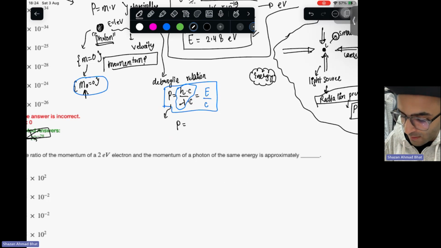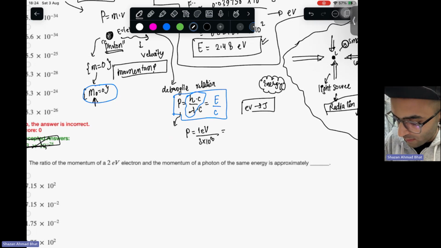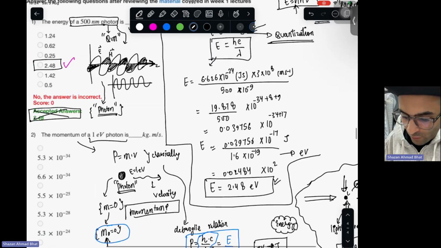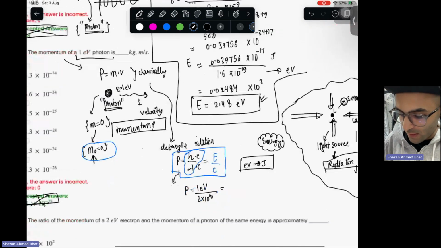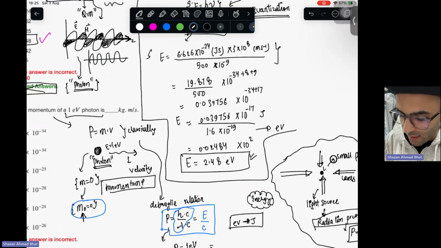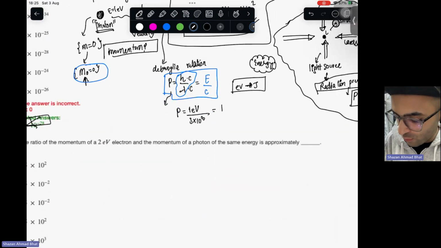We can simply compute the momentum of a photon using this relation. The momentum is equal to the energy, which is given as 1 electron volt, divided by the speed of light, which is 3 into 10 to the power 8 meters per second. We need to convert the electron volt into joules so that we don't mess up the units. Earlier we were asked to compute in electron volts, that's why we used electron volts. Otherwise, this equation naturally gives the unit as joules, the SI unit. We convert by multiplying with 1.6 into 10 to the power minus 19, which converts electron volts to joules.